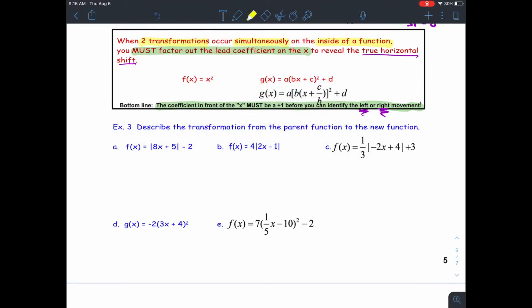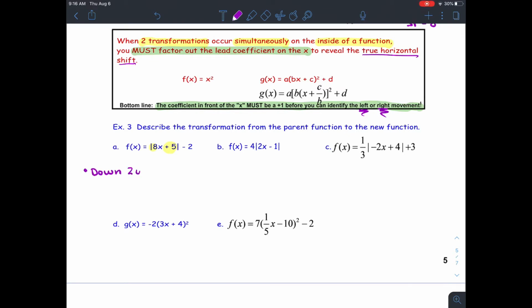I'll demonstrate this here with example A. As you look at example A, clearly on the inside of the absolute value bars, there are 2 different transformations happening. I'm multiplying the x by 8. It also looks like I'm adding 5 on the inside.